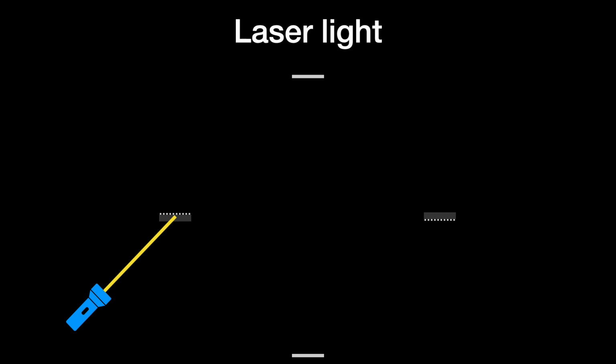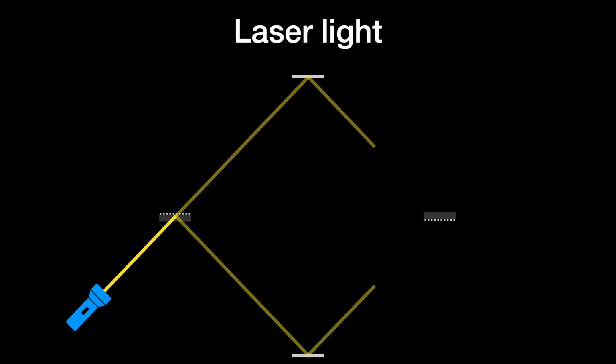Now we shine laser light onto the first semi-transparent mirror, which will then split the light into 2 beams. In our setup, 50% of the light gets reflected and goes downward, while the other 50% is transmitted and continues upward. Then, the light beams reach the top and bottom mirrors and get reflected. And finally, they meet at the second semi-transparent mirror.